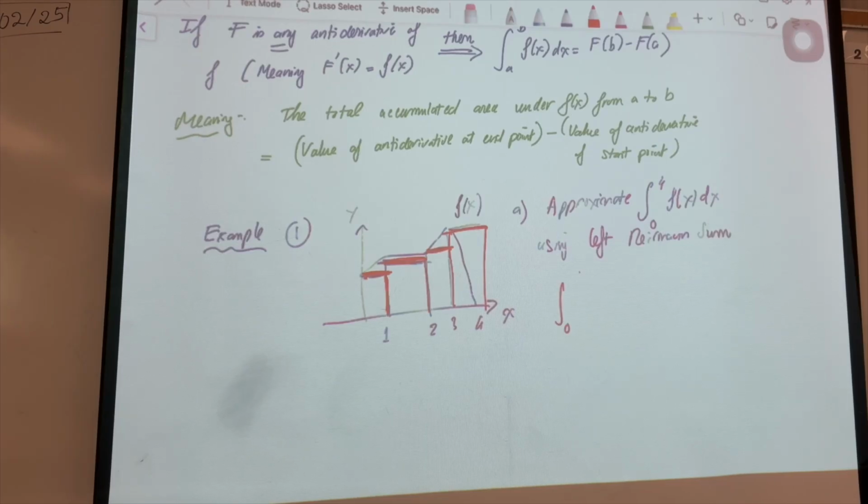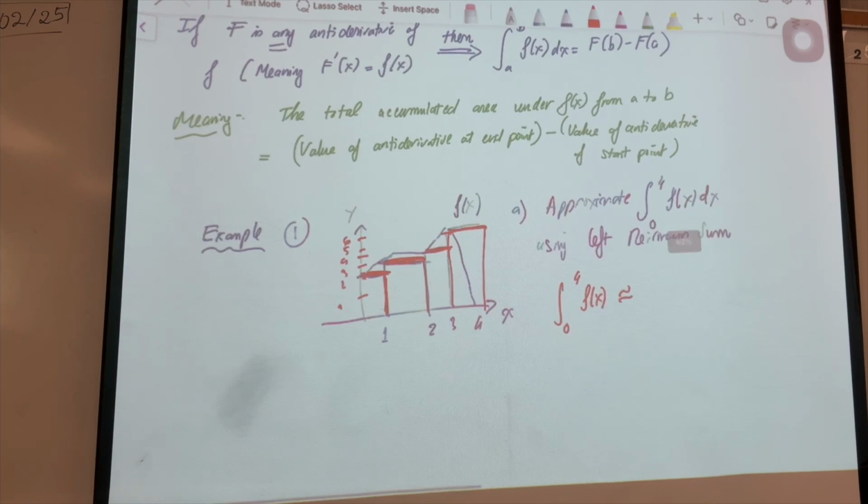So how do you find this, from 0 to 4? Don't we do base times height and then add them all up? Base times height. You find the area of the rectangles. Then is it an overestimate or an underestimate?